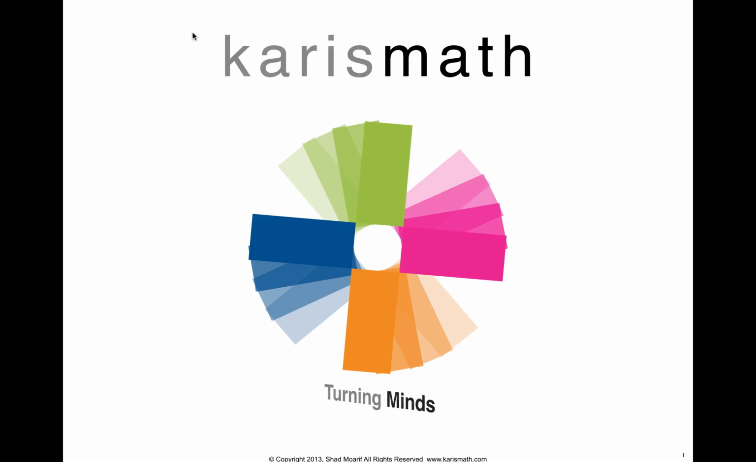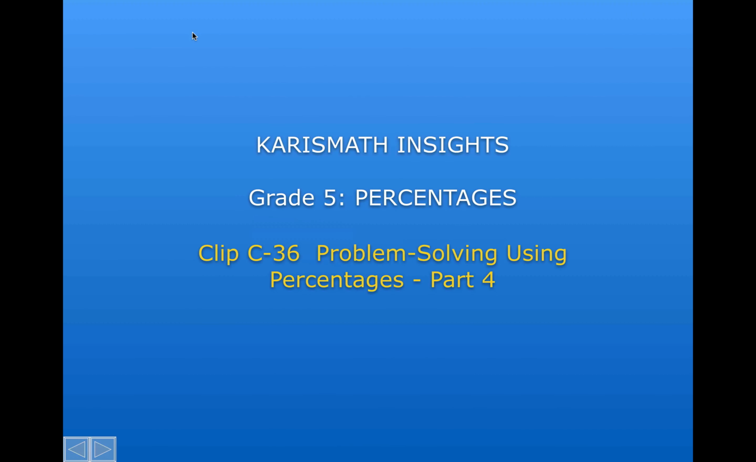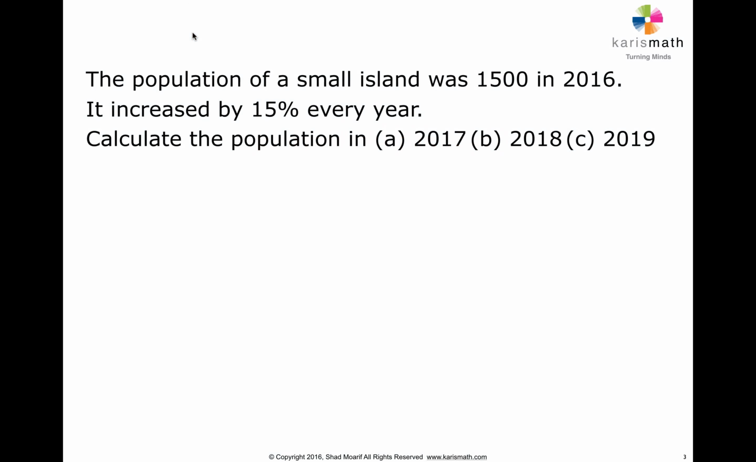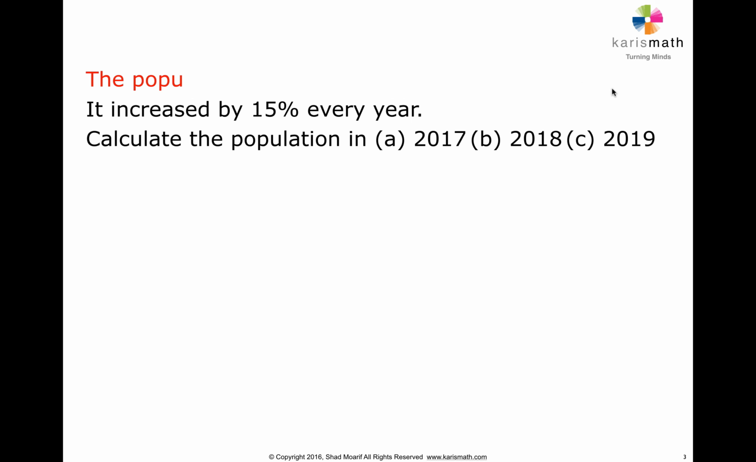Part 4, problem solving using percentages. Here we look at some simple problems like this one here. How would you do this? The population of a small island was 1,500 in 2016, and it increased by 15% every year. So you need to calculate the population in 2017, 2018, and 2019 over a period of 3 years.